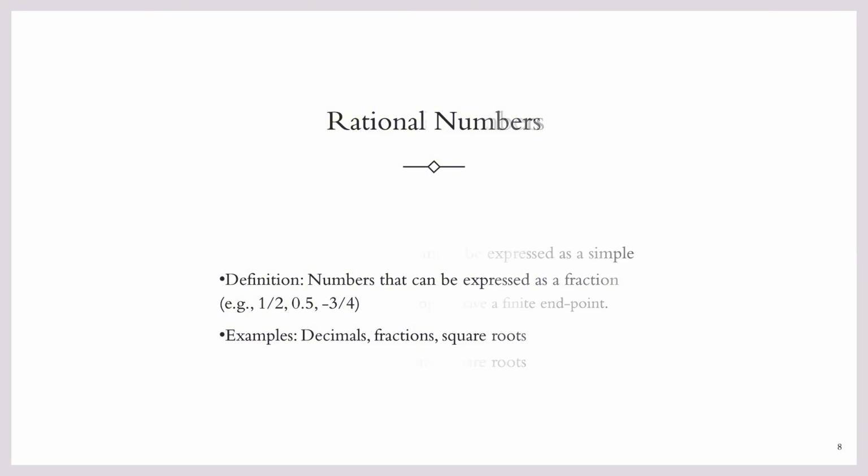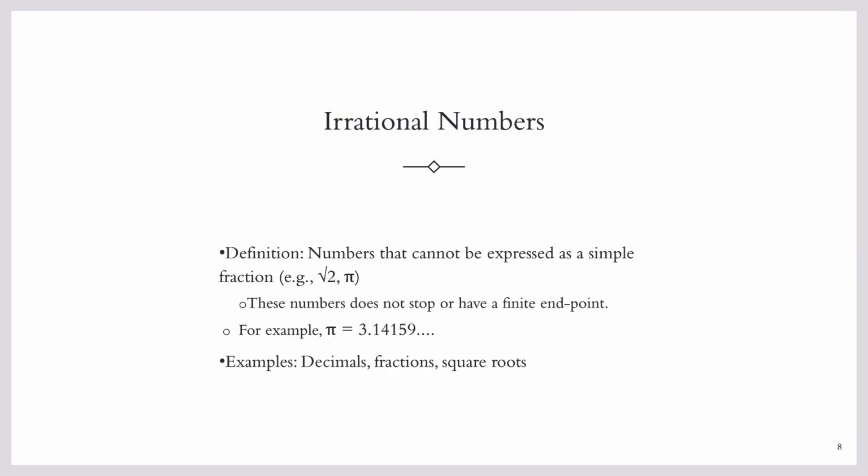Their counterparts, the irrational numbers, are the ones that cannot be expressed as a single fraction. These numbers do not stop or have finite endpoints when we are writing them. For example, the value of pi is 3.14159 and it continues and it never actually stops. For simplicity, we write the value of pi as 3.142 or 22/7. But the true value of pi cannot be completely calculated. This is why it is an irrational number.